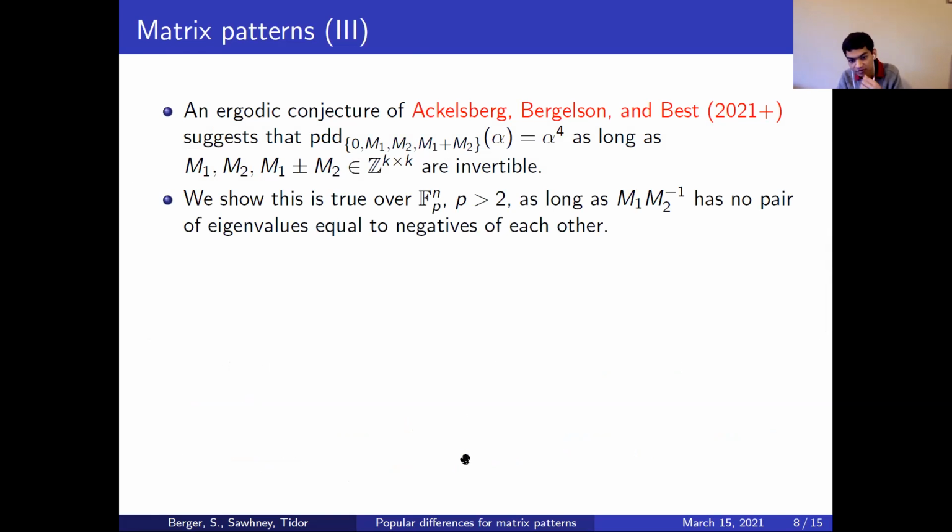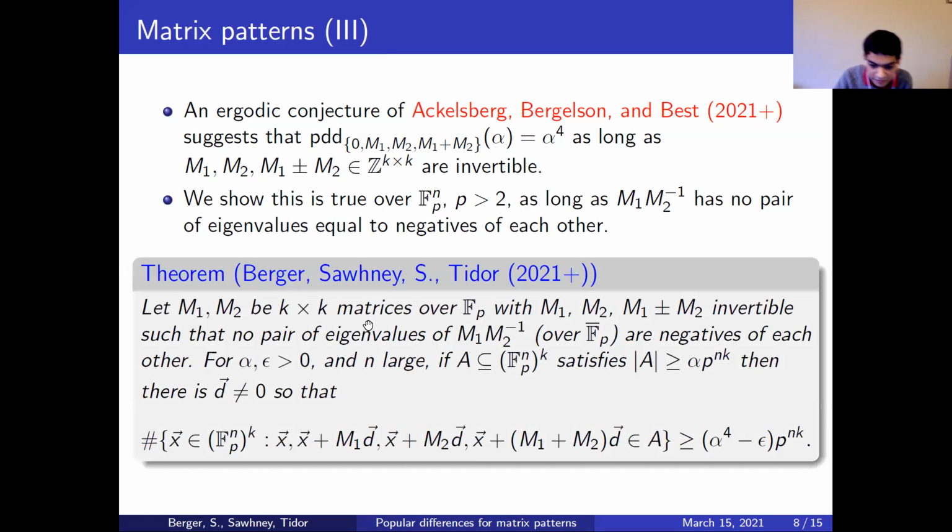is that this is true over F_p^n, so in the finite field model for odd primes, as long as you have one additional condition, which is that M1 M2 inverse has no pair of eigenvalues that are equal to negatives of each other. Given a matrix over F_p, you can find its characteristic polynomial and find its eigenvalues over F_p bar, the algebraic closure. We want no pair of those eigenvalues to be negatives of each other. If that holds, then we can prove the desired result.